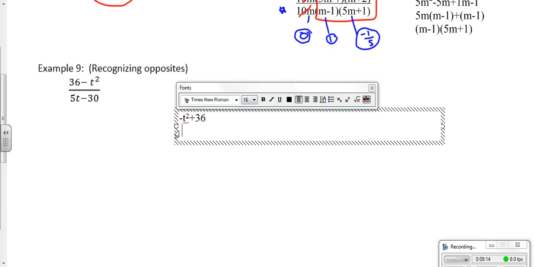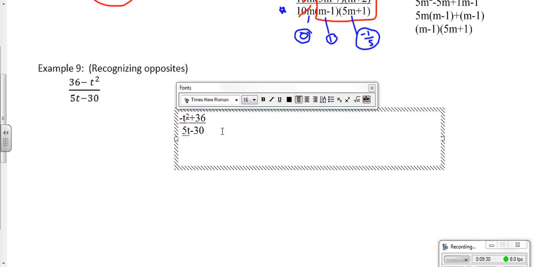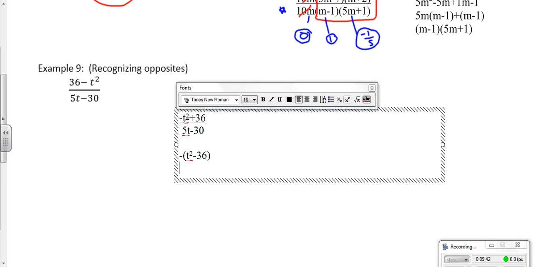I could factor the bottom one, but it wouldn't do me any good. The top one looks like a difference of 2 squares, but actually it's not yet. Well, it is, but it's not how we would factor it. So, but if I factor out a negative 1, then I would get t squared minus 36, which is a difference of 2 squares, and I can go ahead and factor that. Okay.